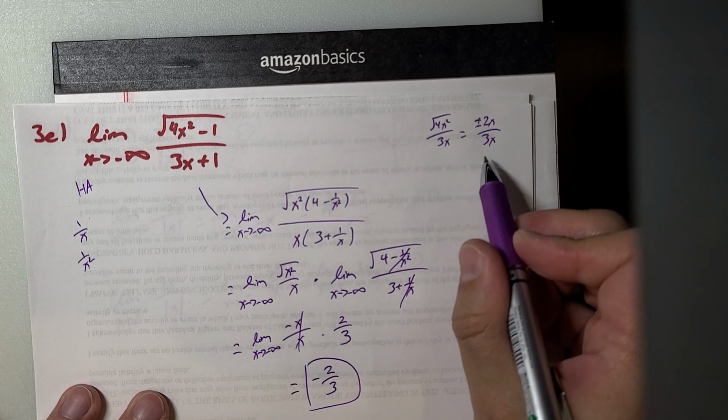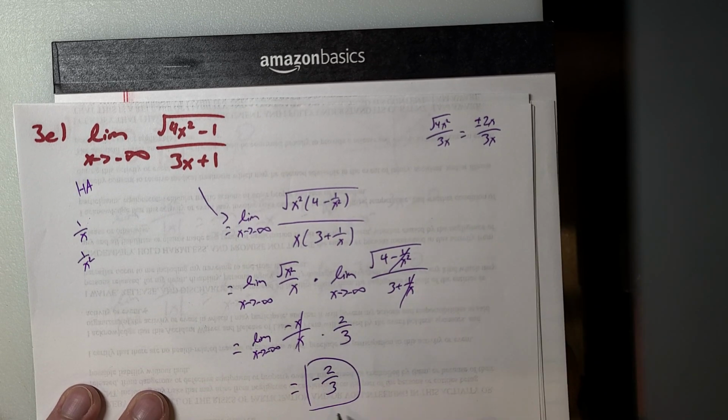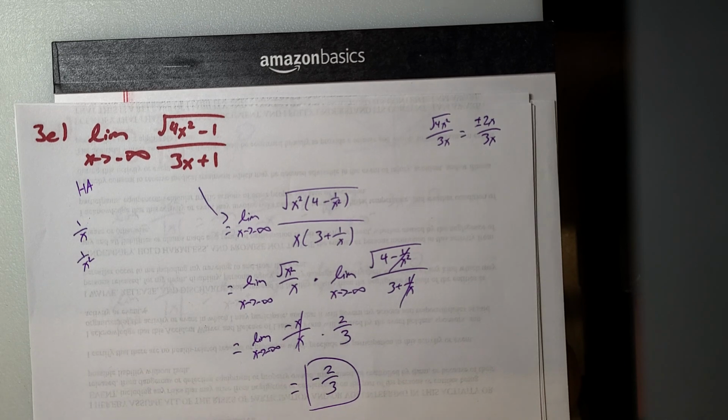And that's in line with our initial eyeball. It's plus or minus 2/3. We found out it's minus 2/3.